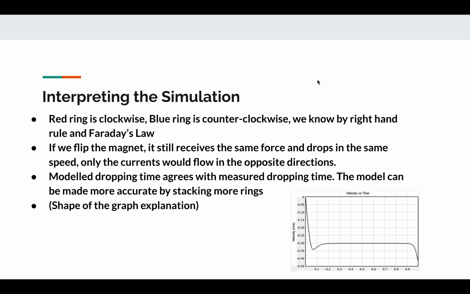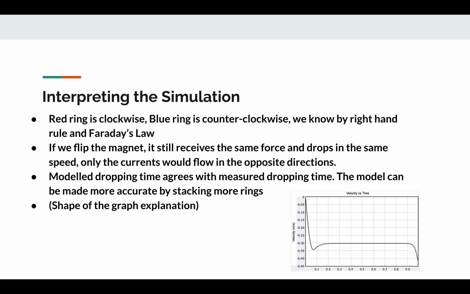Some interpretations of the simulation. First of all, the red ring is clockwise and the blue ring is counterclockwise. And if we flip the magnet, it will still receive the same amount of force and it will drop at the same speed with the same motion. The only difference is that the currents would flow in opposite directions.